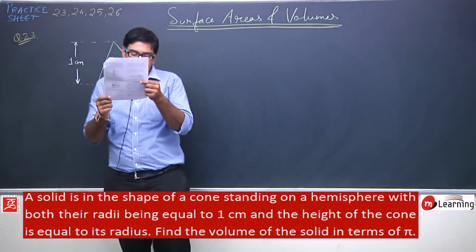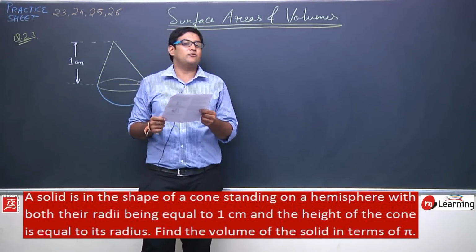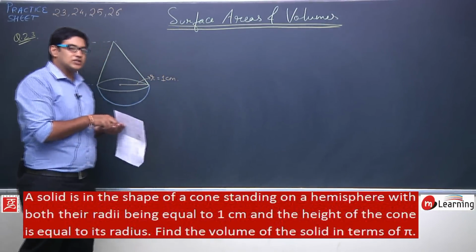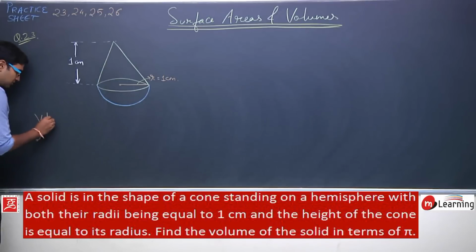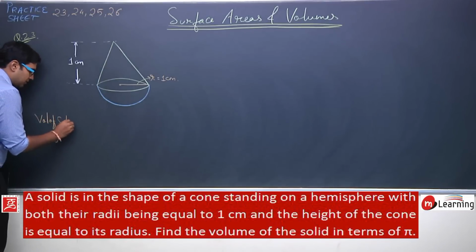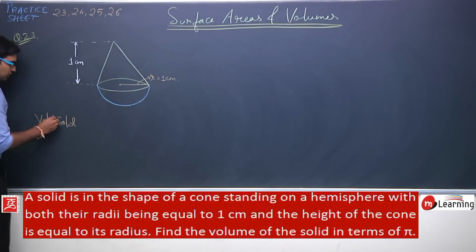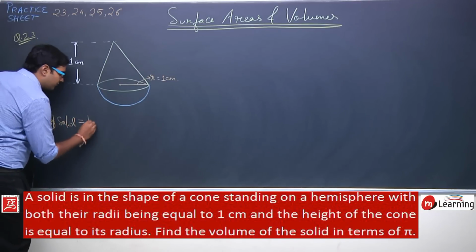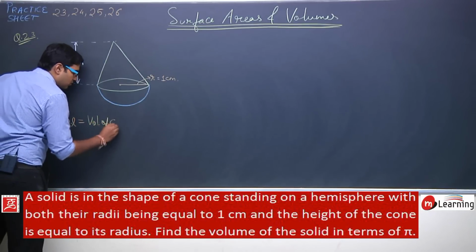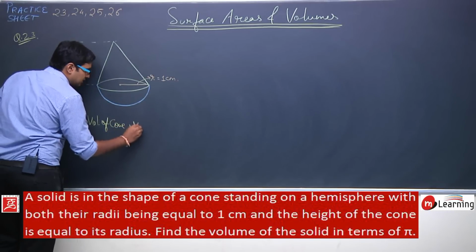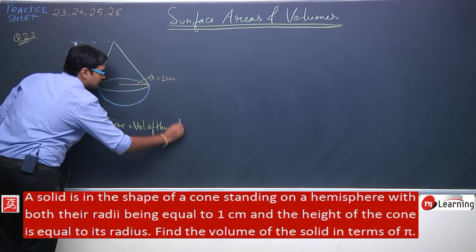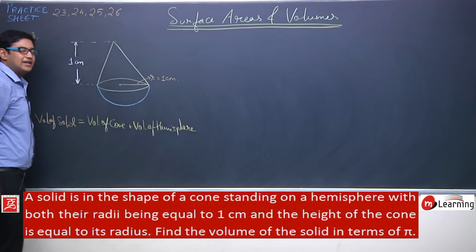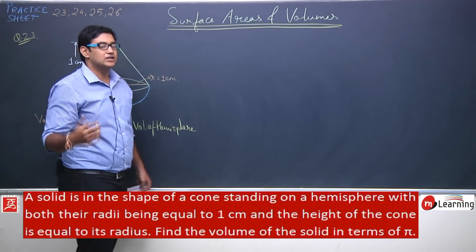Now we need to determine the volume of this solid in terms of pi. So what is the volume of this solid? The volume of the solid is equal to the volume of the cone plus the volume of the hemisphere. Why? Because this solid is made up of a cone as well as a hemisphere.